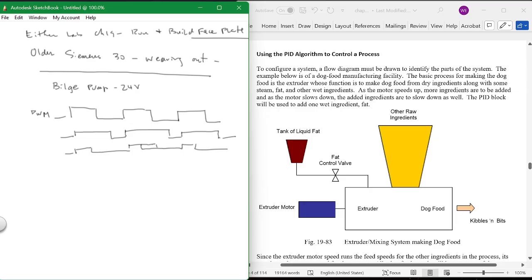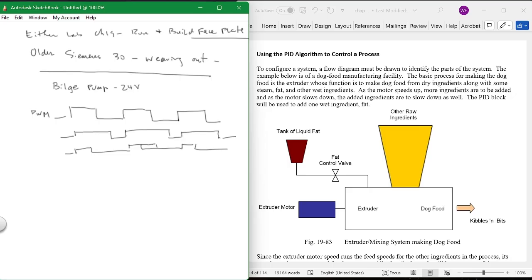There's an extruder motor, and they were basically putting all the ingredients in through the top, feeding them in, like a bread dough mixer. There was steam coming in from the side, and out the back come kibbles and bits. And they wanted to add fat. If they're moving this DC motor, this big fat old DC motor, faster, they're making more kibbles and bits. If they're moving it slower, they're making less. These went into bags, by the way.